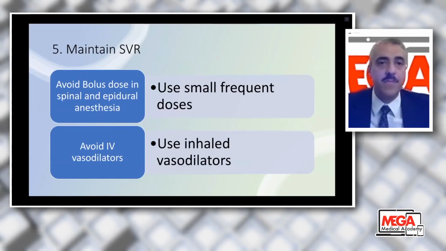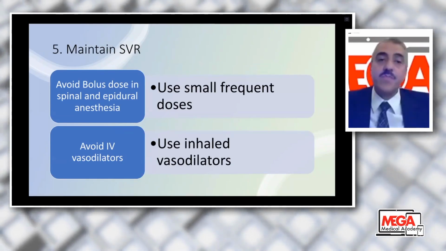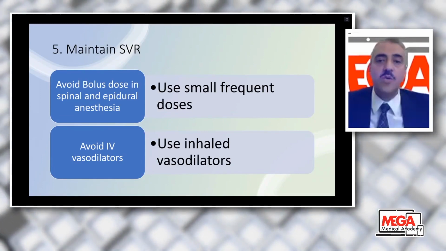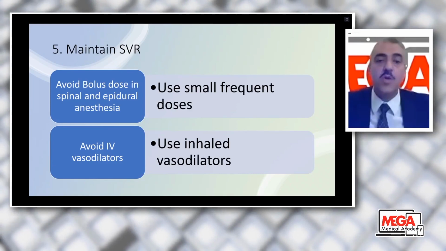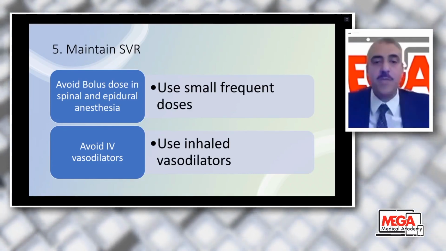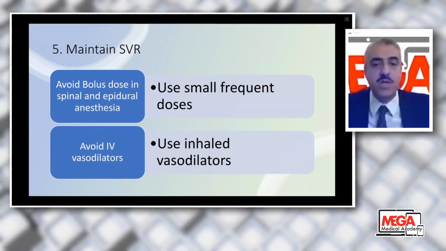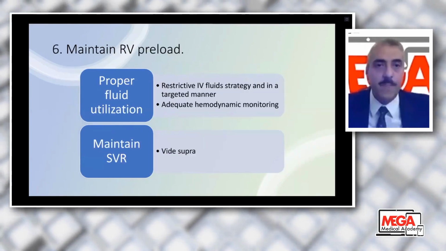Also, you know how to play this game. We need to maintain the systemic vascular resistance by avoiding bolus doses in spinal and epidural anesthesia; you use small, frequent doses of these drugs. We need also to avoid the intravenous vasodilators because they cause pulmonary vasodilation and also systemic vasodilation. Better to use the inhaled vasodilators. We are going to talk about this.